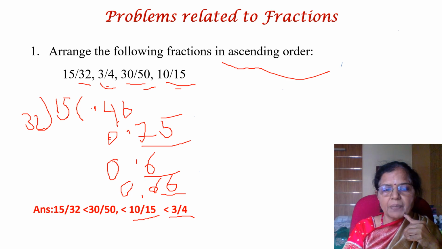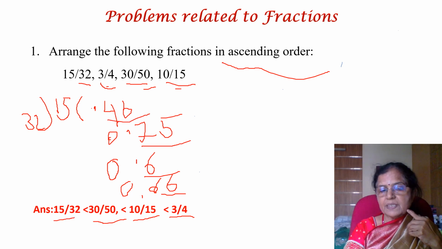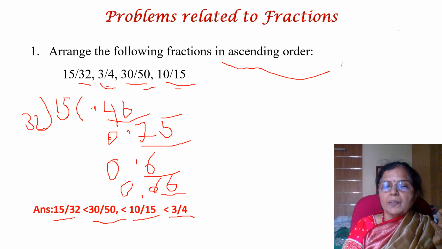Third number is 30 by 50. And the least number, the smallest number is 0.46, which is the first number, 15 by 30. Now this is in ascending order. This is the least number and this is the highest number. Got it?